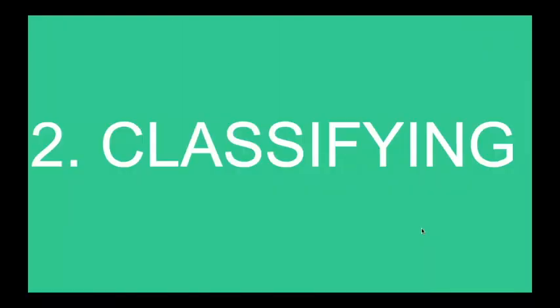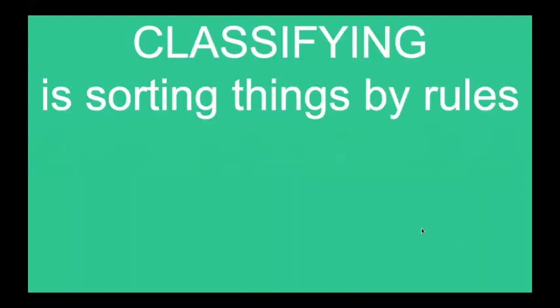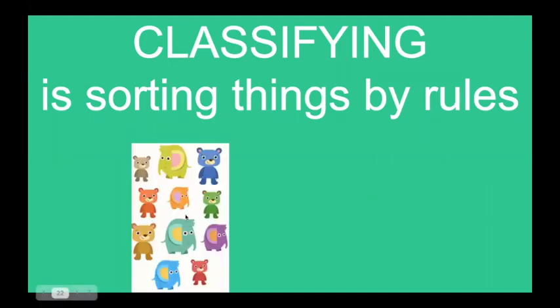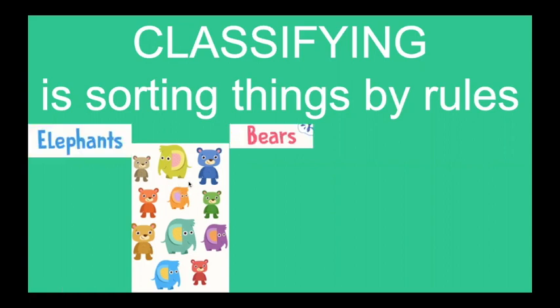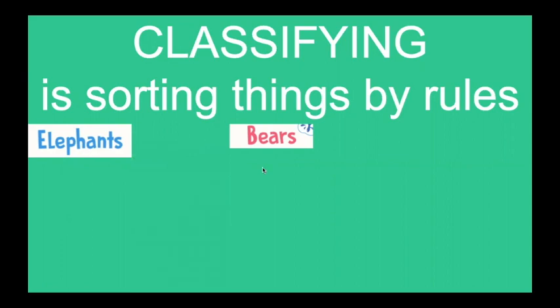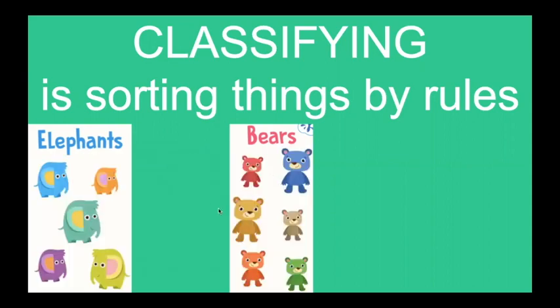Next step, classifying. Repeat after me, classifying, right? Classifying is sorting things by rules, right? One more time, repeat this topic. Classifying is sorting things by rules, right? For example, if we have a group of elephants and bears, we can split them in two different groups by rules of elephant or bears, right? So we can get elephant and bears in two different groups. We're classifying some objects.